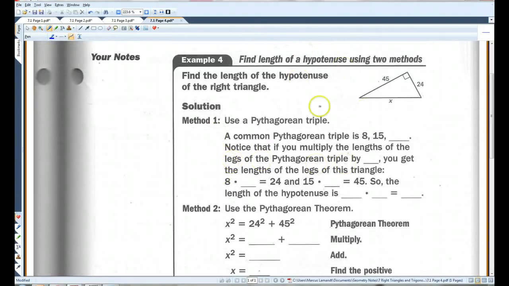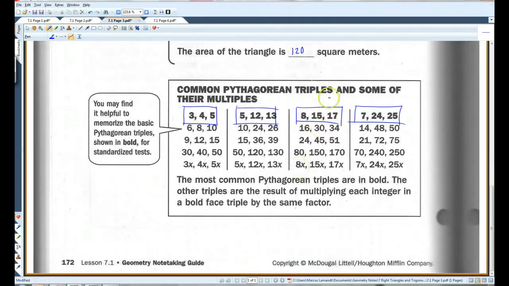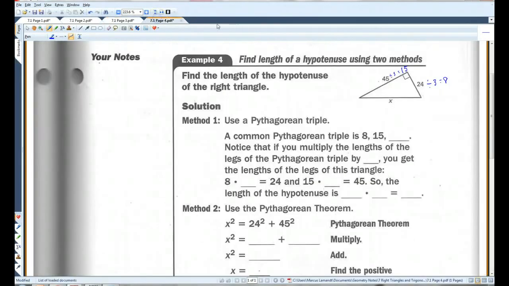Find the length of the hypotenuse of the right triangle. Okay, we have 45, 24. Both of these numbers can divide by something. If I was to divide 24 by 3, I would get 8. 45 divided by 3, that gives me 15. Now, 8 and 15 are part of a common Pythagorean triple. If you look at this chart here, I have 8, 15, 17. Okay? So you know that the triple being used here is 8, 15, 17.